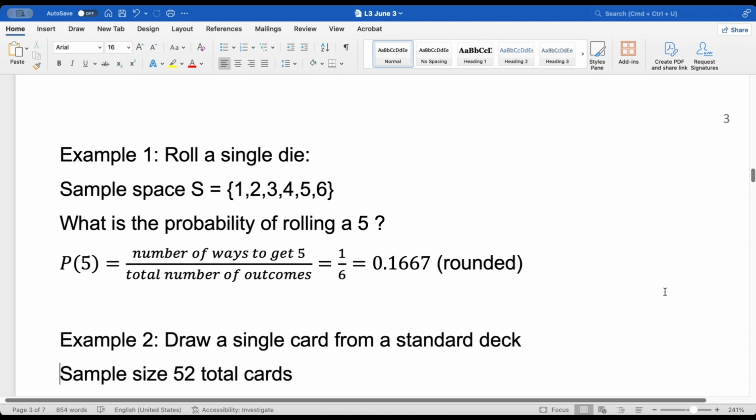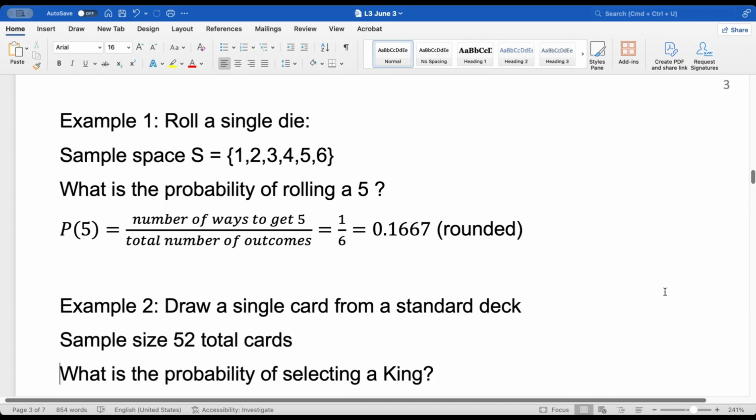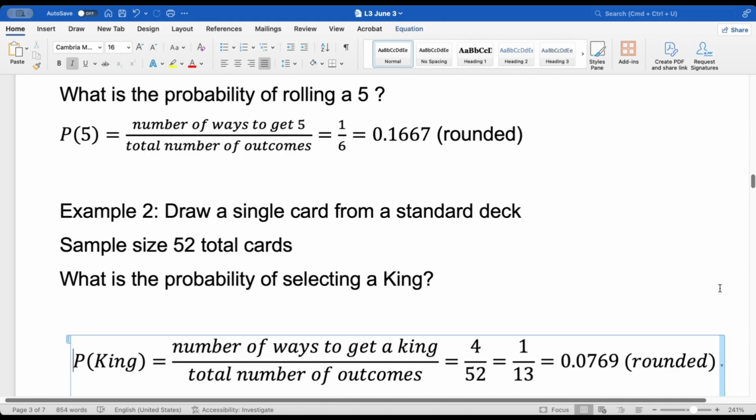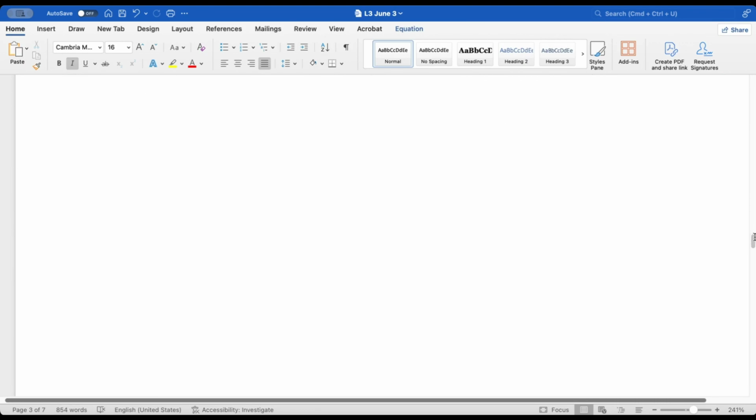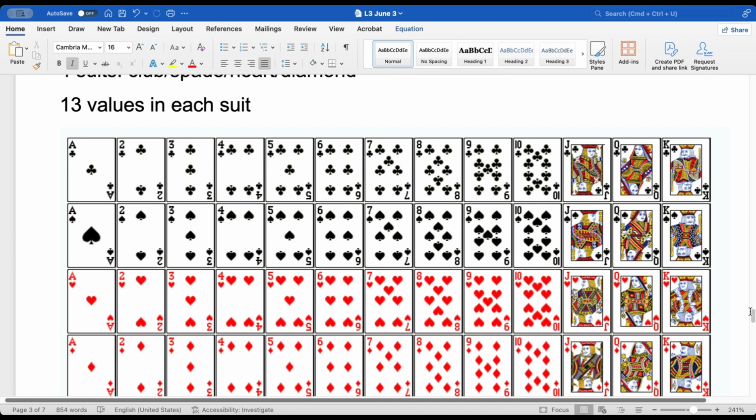If we draw a single card from a standard deck, there are 52 total cards. What's the probability of selecting a king? So there are 4 of each value in a standard deck. So it's going to be 4 out of 52, which reduces to 1 out of 13 or 0.0769. Let me just scroll down here. I have a nice chart here.